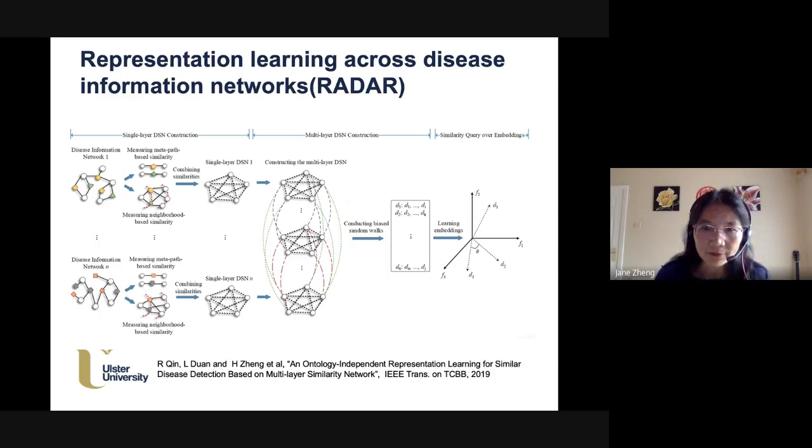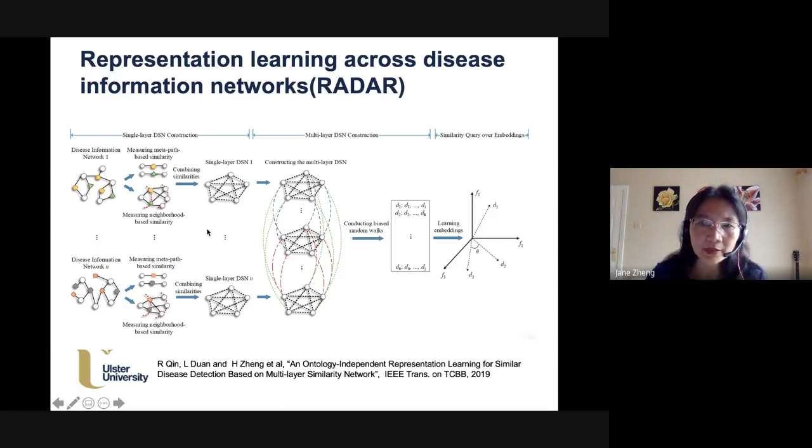In this work, we use a representation learning method for the disease information network. Representation learning is more of a standard machine learning method, so I'm not going to focus on that much. I'm more focused on the concept, the idea of how to put the network together.